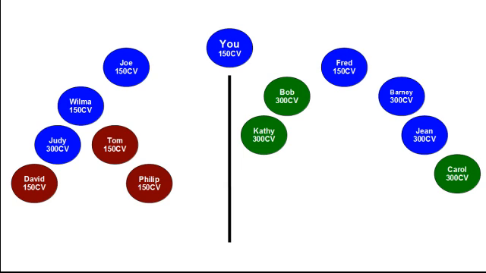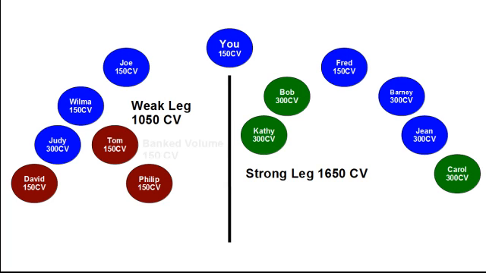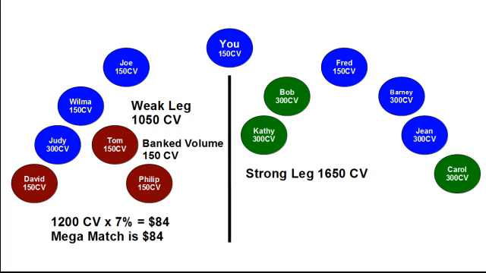We come to the end of the month, and your right leg is your strong leg with 1,650 CV, and your left leg has 1,050. Plus, you have bank volume on your left side of 150 CV. So Synergy Worldwide will pay you a basic commission on 1,200 CV instead of just the 1,050. At 7%, your basic commission is $84, which your sponsor Mega Matches.